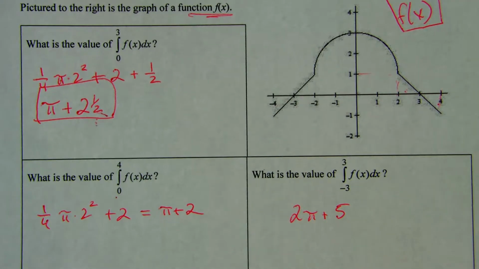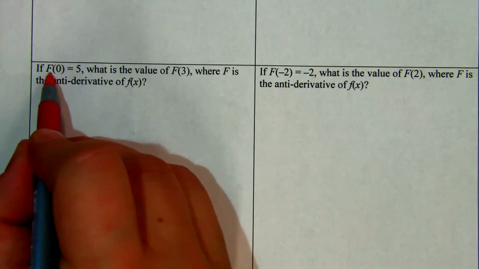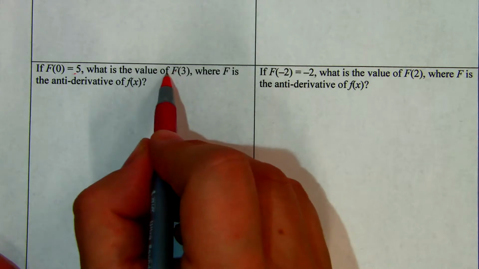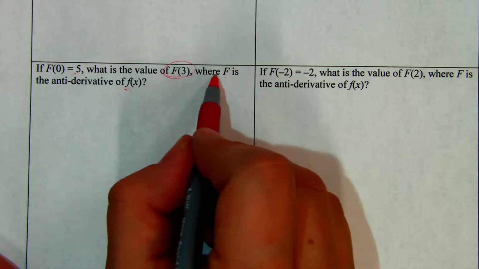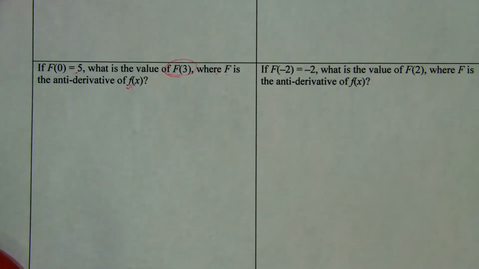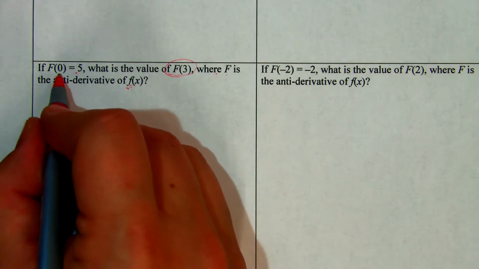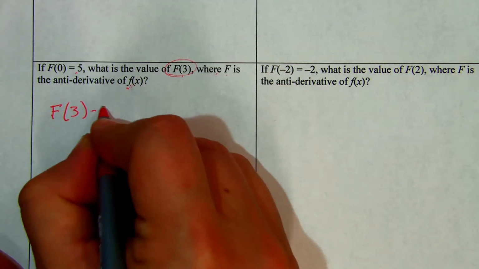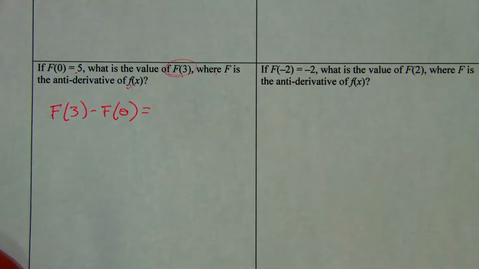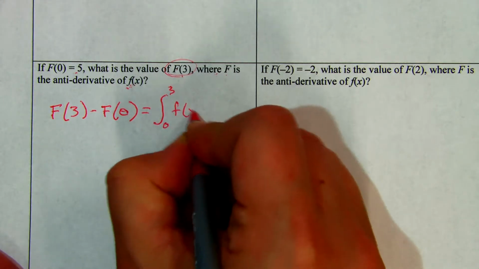Now these last problems, these are a bit tricky. So I'm going to move down here. We're going to have to look back up at the graph in a second. They tell me that big F of 0 is 5, and they want to find the value of big F of 3, where big F is the antiderivative of little f. Here's how we're going to do this problem. We know that F of 0 is 5, and we're looking for F of 3. So let's think about it this way. F of 3 minus F of 0, according to the fundamental theorem of calculus, is equal to the integral from 0 to 3 of little f of x dx.